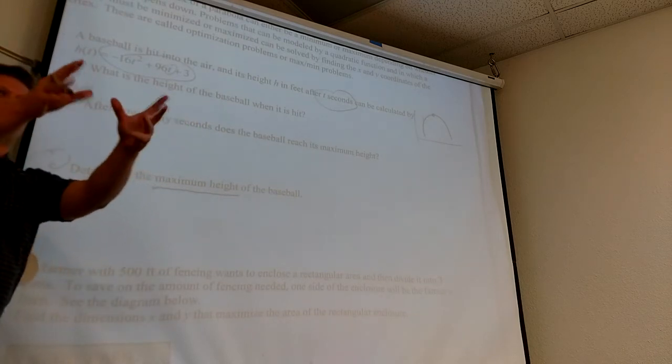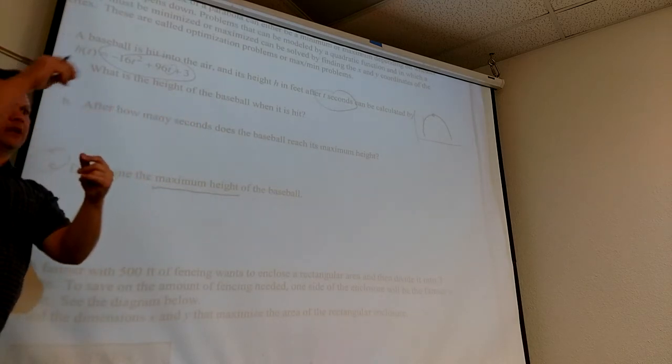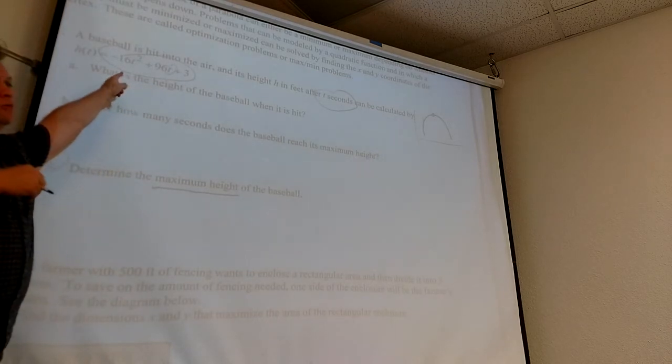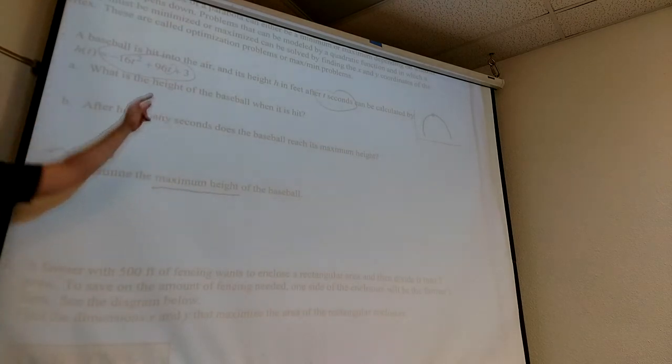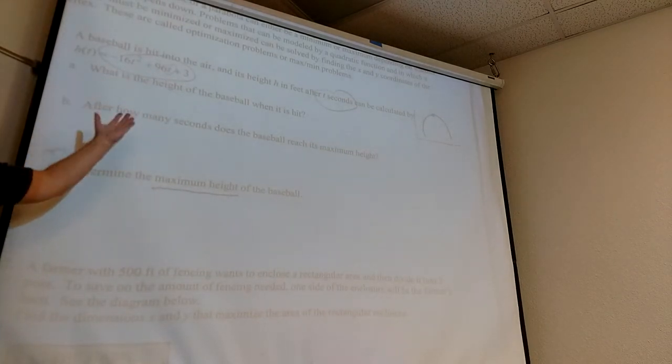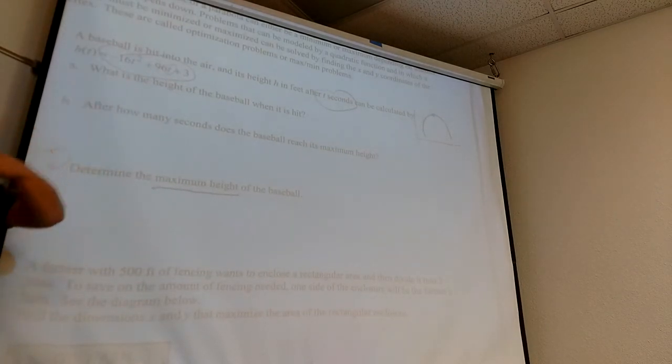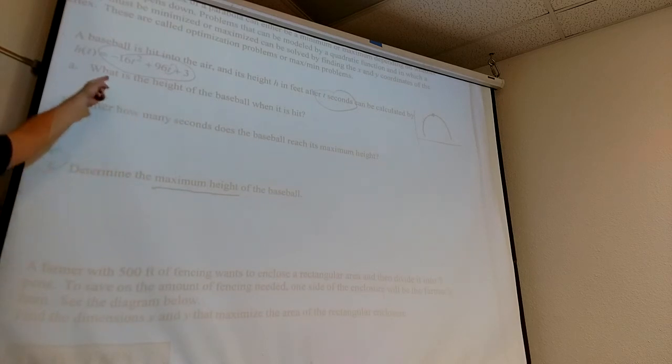So what's the shortcut for the vertex? X equals -b over 2a. For this problem, what will it be? T equals -b over 2a because t is acting like x. X is just a dummy variable. We just chose to call it x. I could call it t if I want to.